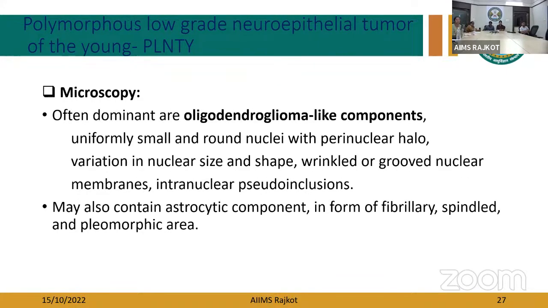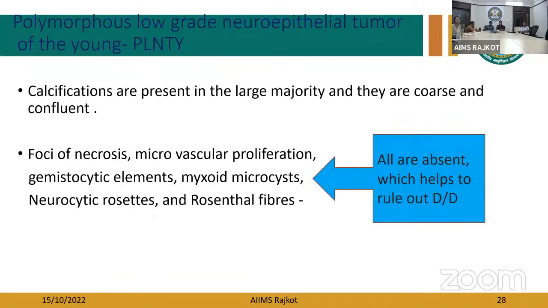Microscopically, ODG-like components are seen with small round nuclei and perinuclear halo, and a focal astrocytic component may be seen. So calcification is present in a large majority of cases, and this finding is helpful in children to diagnose this entity. These features are all absent: necrosis, MVP, gemistocytes, myxoid change, microcysts, neurocytes, and Rosenthal fibers, and absence of all these features helps to rule out differential diagnoses and other mimicking tumors.